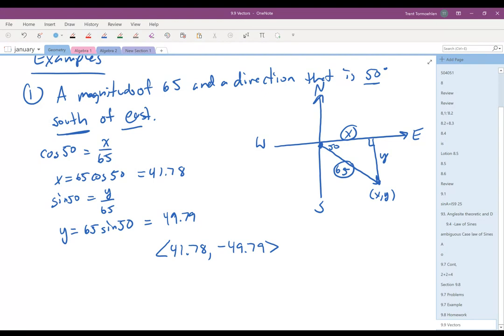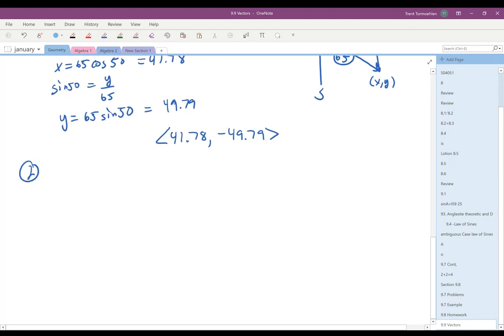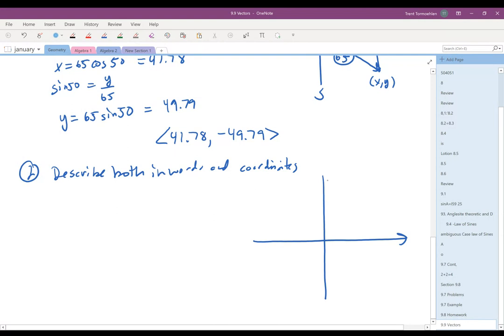Okay, another example would be one where I want you to describe this both in words and coordinates. Spelling coordinates wrong. And so when I take a look at this, this is what we're going to be given. Your vector looks like this. And so you need to be able to think about this as, how do I describe this in words? And then how do I describe it using coordinates? So the first thing is in words.